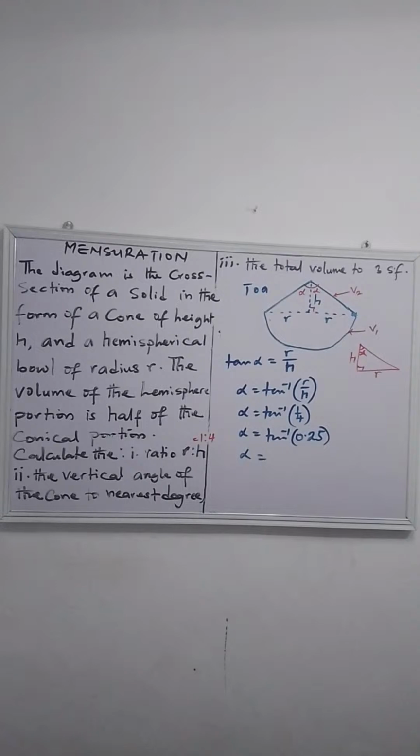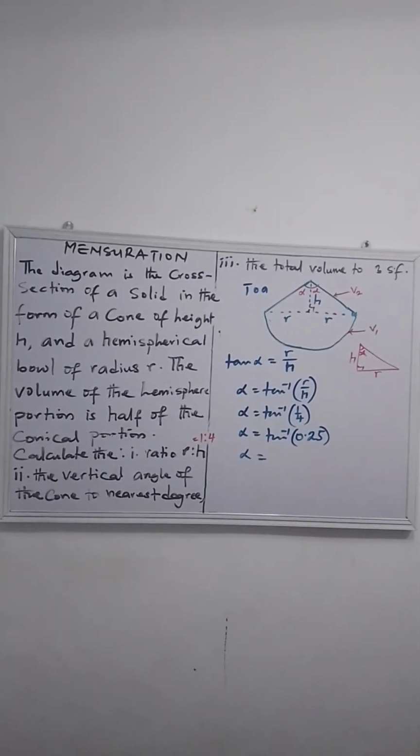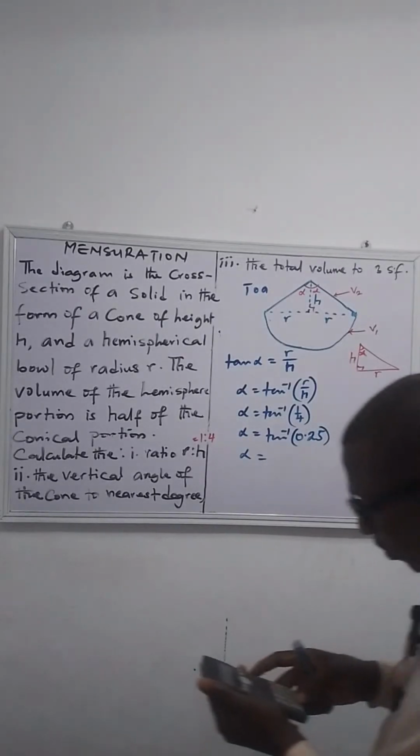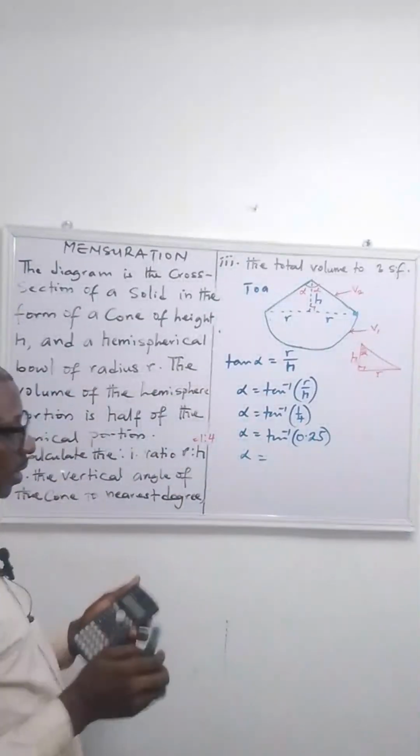Oh, good. I can see someone dropping 14.036. Who is that? That's Divine. And I have RG Zohan, that's degree. Okay, now let's confirm that arctan of 0.25. That's good. So the answer is correct.